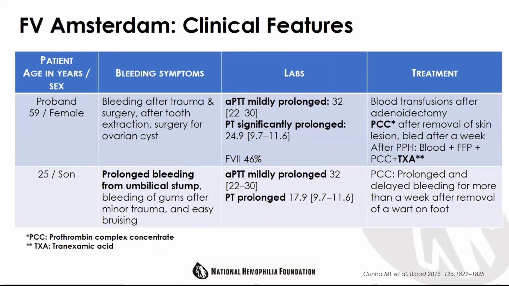Factor V Amsterdam is again a condition because of a factor V defect, and it has been found among the Dutch. 3 generations of a Dutch family have been affected. And again, similar bleeding symptoms like East Texas bleeding disorder, although one child did have prolonged bleeding from the umbilical stump. These individuals were treated with another concentrate called prothrombin complex concentrate, which has certain blood clotting factors, and tranexamic acid, which is an antifibrinolytic agent. But similar to the East Texas bleeding disorder, they had abnormal blood coagulation tests, both the PT and the PTT.